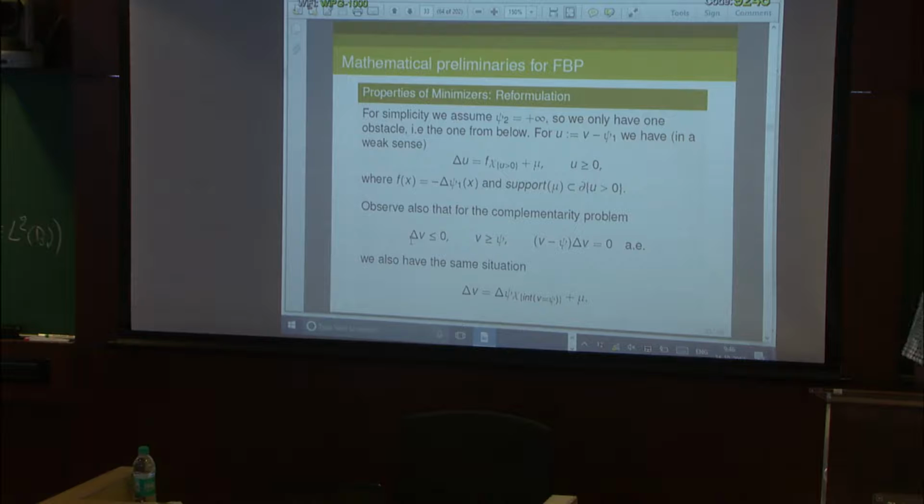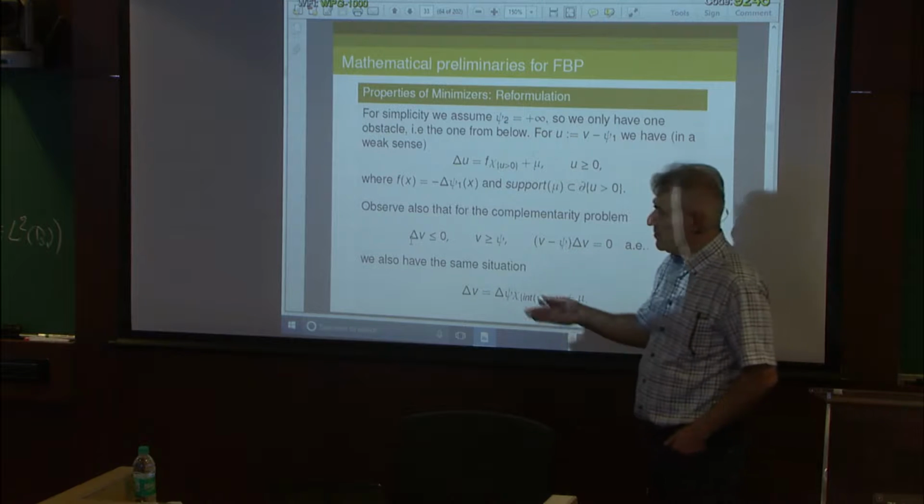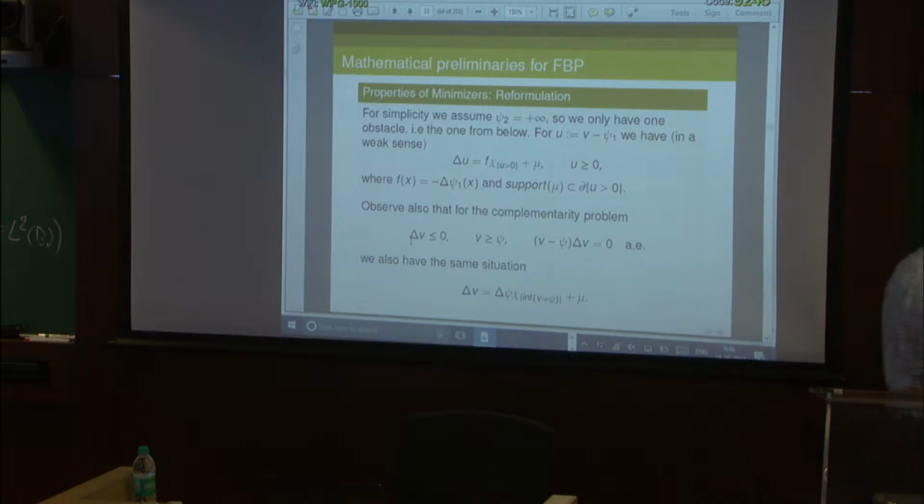What we have is the Laplacian of v minus the Laplacian of psi. And if we can verify that v is harmonic away from the obstacle, which I have to verify, then away from this the Laplacian is going to be 0 because it's harmonic. But when it touches, it will be the Laplacian of v minus psi. So it will be the Laplacian of psi times the characteristic function of the set where v is exactly psi.